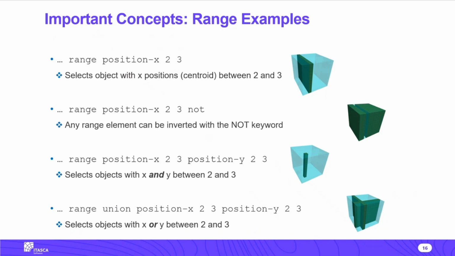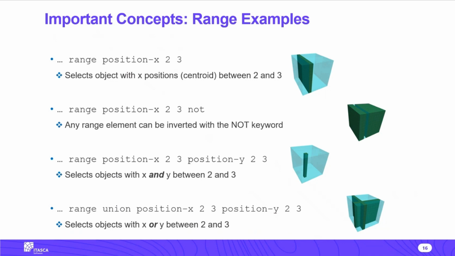You can, again, daisy chain these things together. So you can say range position X 2 to 3 and position Y 2 to 3, and it will only pick up the zones that are included in both of those ranges. And if you want the opposite, you just use the keyword union. So range union, position X 2 to 3, position Y 2 to 3. Sorry, it's not the opposite. It's the union of those ranges. So rather than ones that just fit in those two ranges, which would be like an and type of thing, this is more like an or type of thing. If it fits in either one of the ranges, it gets selected.